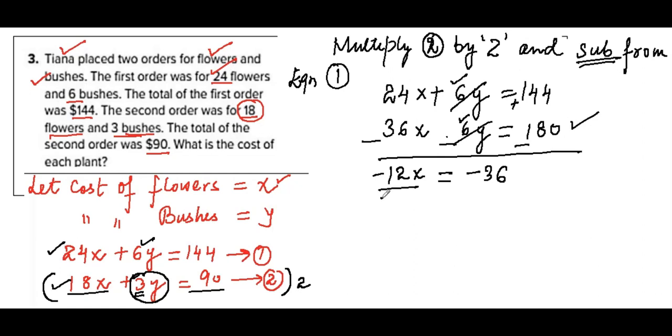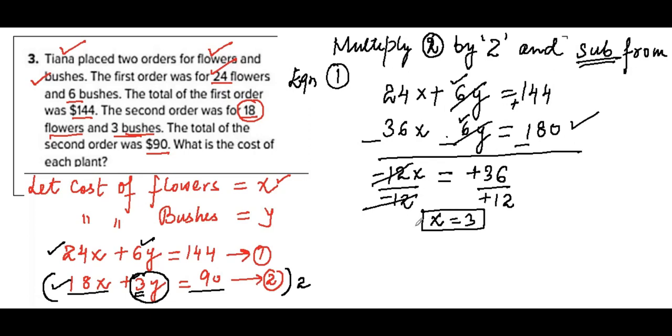So divide by minus 12, divide by minus 12. So minus 12 and minus 12 cancel out, minus minus will become plus. 36 divided by 12 is 3. We got the value of x. So the cost of flowers is $3.